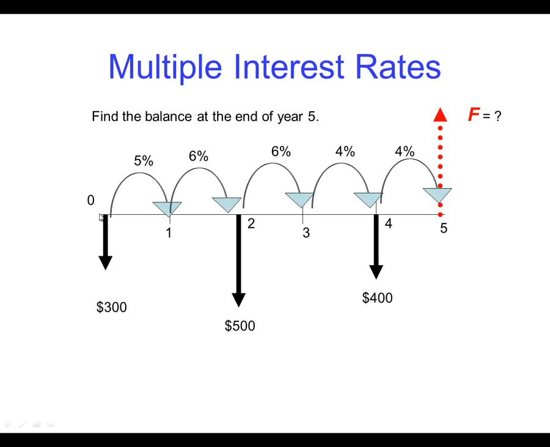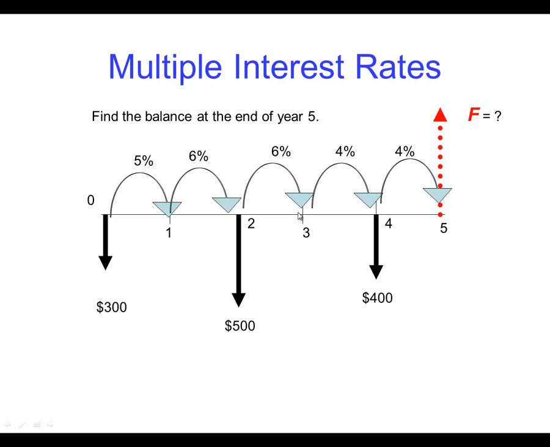The first year, or time zero, we have $300, and over the first year we have 5% interest. In the second year we have 6%. In the third year we have 6%. Then we have 4% and another 4%.